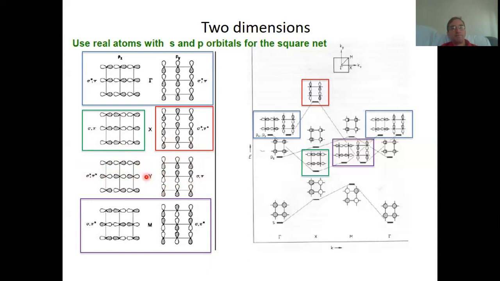Again, that point y is symmetry equivalent to that point x. We can actually just rotate that crystal orbital here by 90 degrees, and then it becomes this, and rotate this crystal orbital here by 90 degrees, then it becomes this, so that we only need to consider one of the two cases.